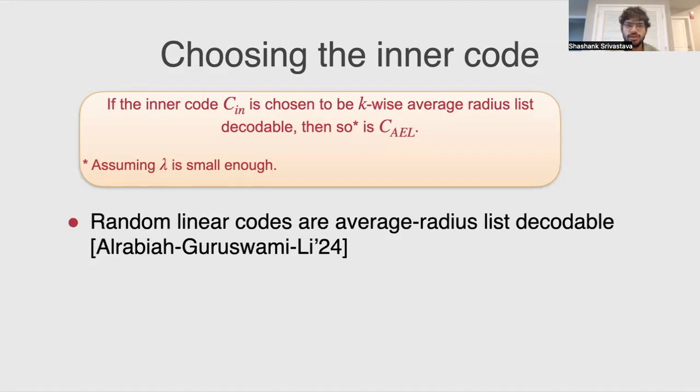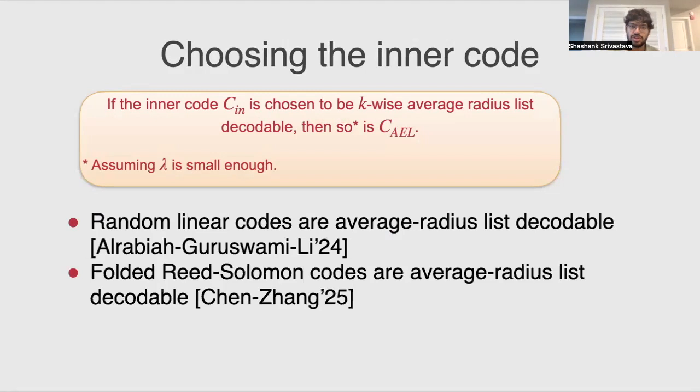For the choice of the inner code, it was shown by Alrabiah, Guruswami, and Li that random linear codes are average radius list decodable. Chen and Zhang's result about optimal list size for folded Reed-Solomon codes actually also shows that folded Reed-Solomon codes are average radius list decodable. So one could use either random linear codes from the AGL result or the folded Reed-Solomon codes from the Chen-Zhang result.